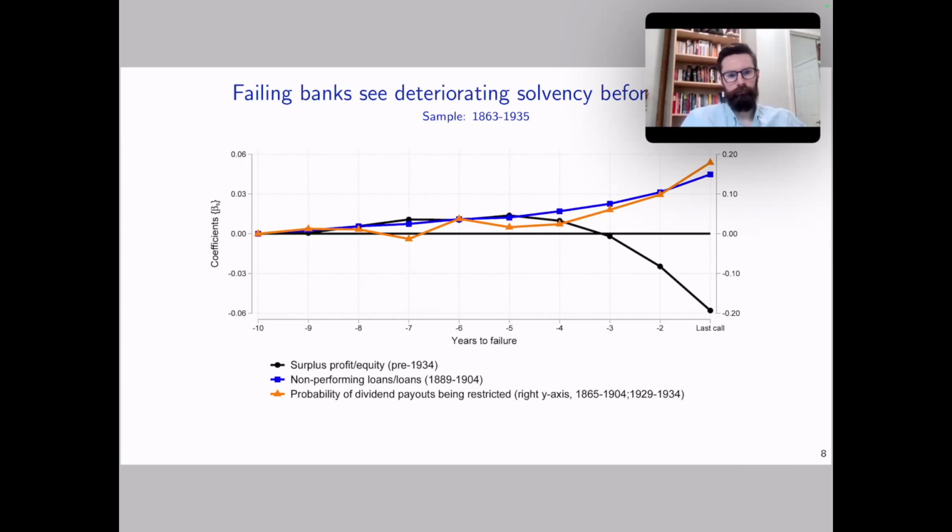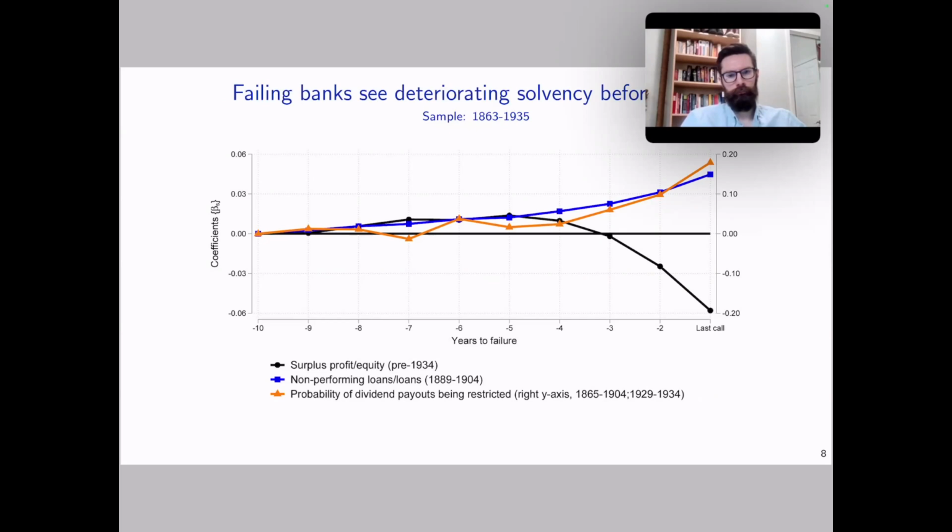Now, we have some differences in the accounting and the kind of variables that are available to us, but you'll see in the historical US banking system, non-performing loans start to slowly increase in these failing banks. Their capitalization goes down, and the probability of a proxy for their income, the probability of dividend payouts being restricted, goes up. So in our work, we show that these kind of patterns allow you to very precisely predict which banks are going to fail.